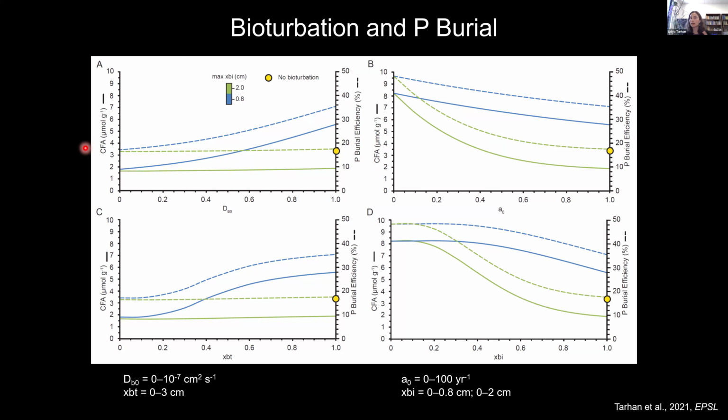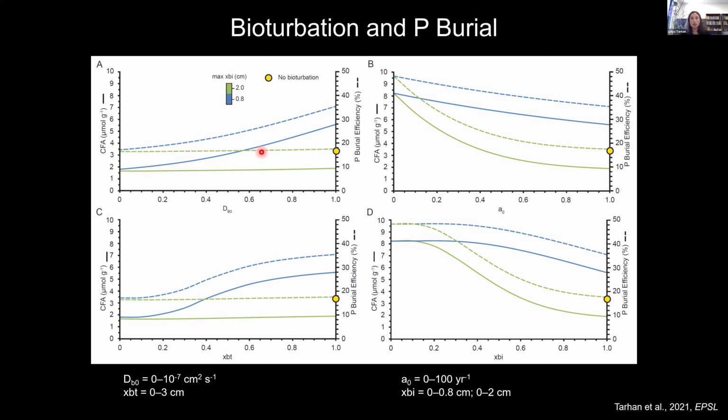And lastly, we can see a couple of different colors here. The green curves correspond to higher maximum XBI values, so essentially greater maximum depths of bioirrigation, and the blue curves correspond to more moderately bioirrigated sediments. So stepping back to a first order, we can see that bioturbation has a complex, frequently non-linear, and in cases non-unidirectional relationship to phosphorus burial.